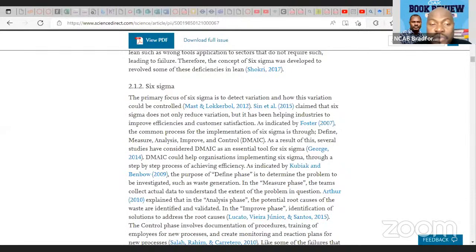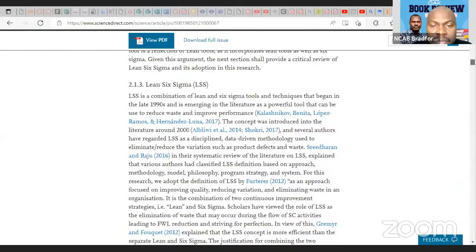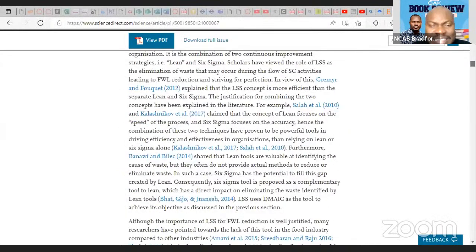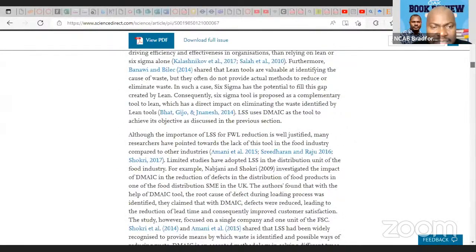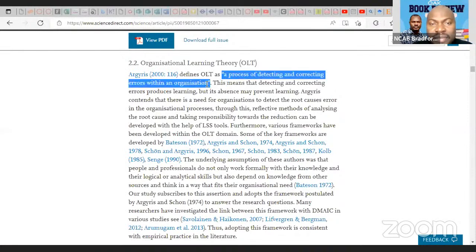And when you are quoting, you need to put the page number. When you are quoting somebody directly, I want to see if I've got a page number here. If you are quoting someone directly, a page number is needed. Very, very important, because you are quoting that person directly. For example, you can see this one. This is a page number because I quoted that definition. This is the definition: OLT is a process of detecting and correcting error within an organization.